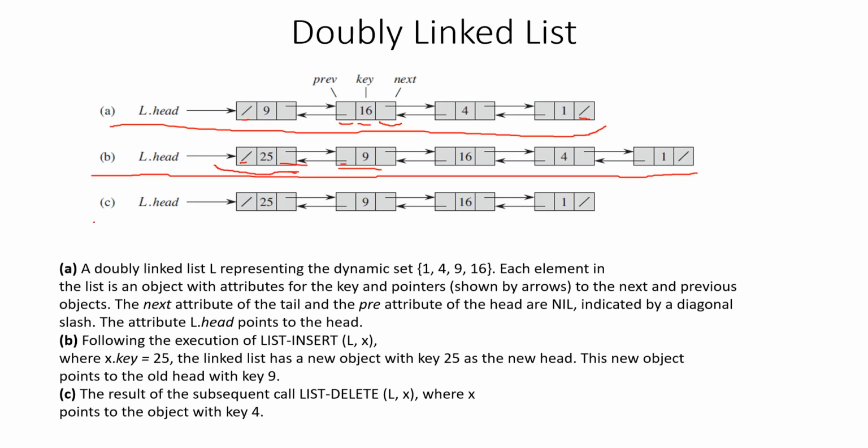And in part C, here is an example of how deletion works. Here we say that we want to delete 4. Initially 4 was between 16 and 1, and when we decide to delete, we just take it out from our linked list, and we just change the information on the node of 16 and on the node of 1. On 16 we change the next pointer, and on 1 we change the previous pointer.